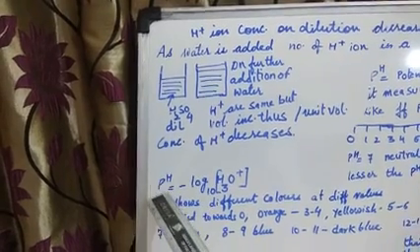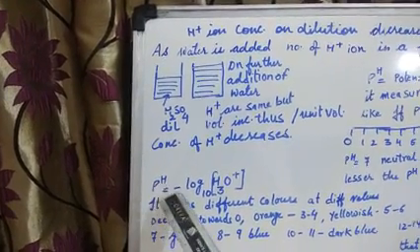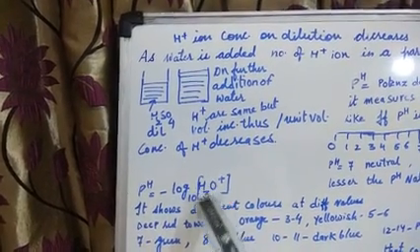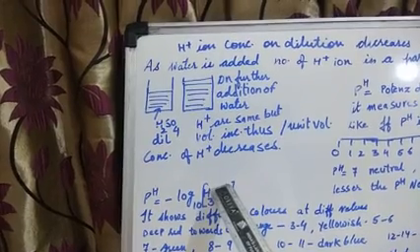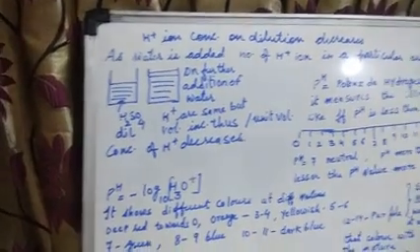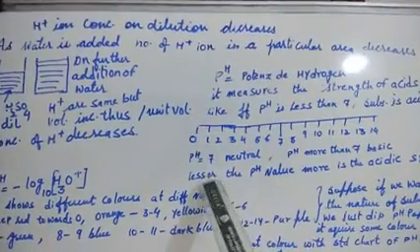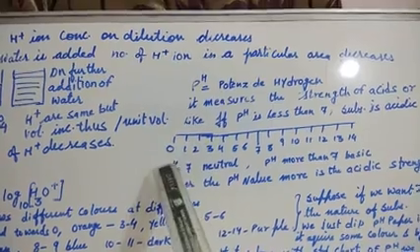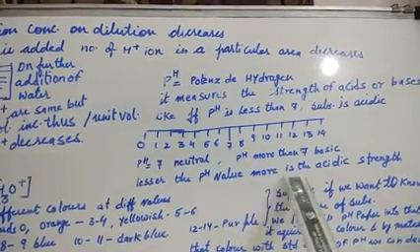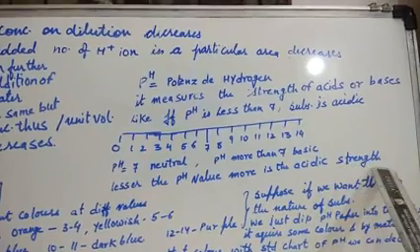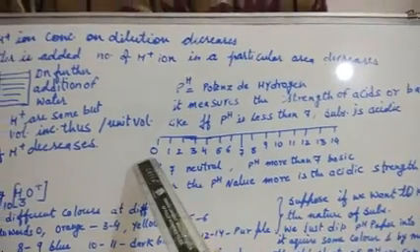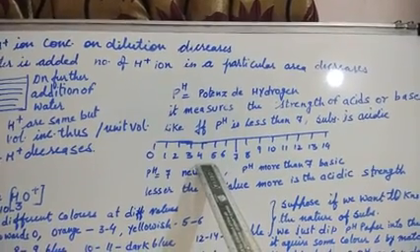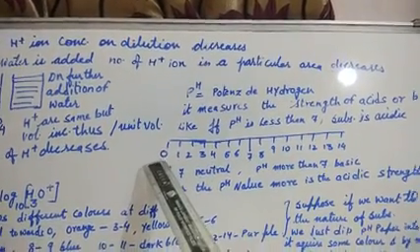Just the formula is there. So what is it? pH is equal to the negative logarithm of hydrogen ion concentration. Clear, students? And here I have written, students, that the lesser the pH value, lesser meaning towards 0, the more is its acidic strength. If the pH value is 0 and in another case the pH value is 5, which is more acidic? 0 will be more acidic.